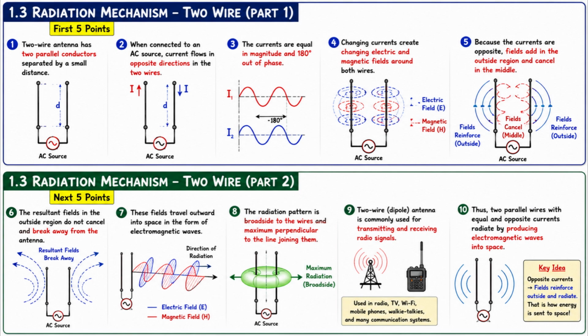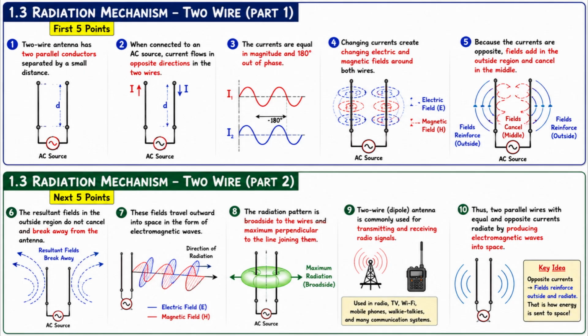When the wire spacing is very small, the electric and magnetic fields remain mostly between the two wires only. In this case, very little energy escapes, so radiation is also very small from the wires because the space is very less.